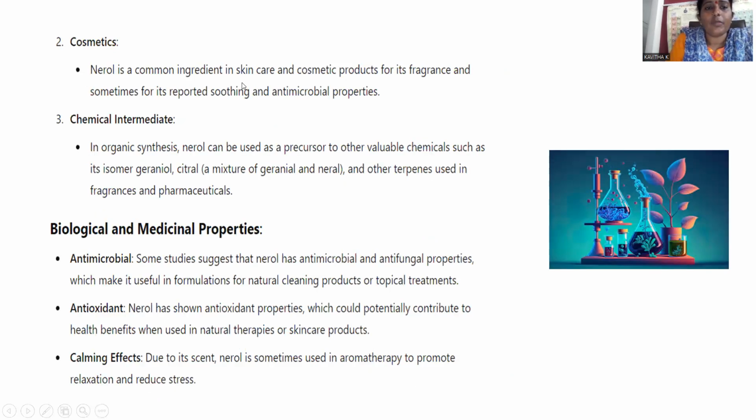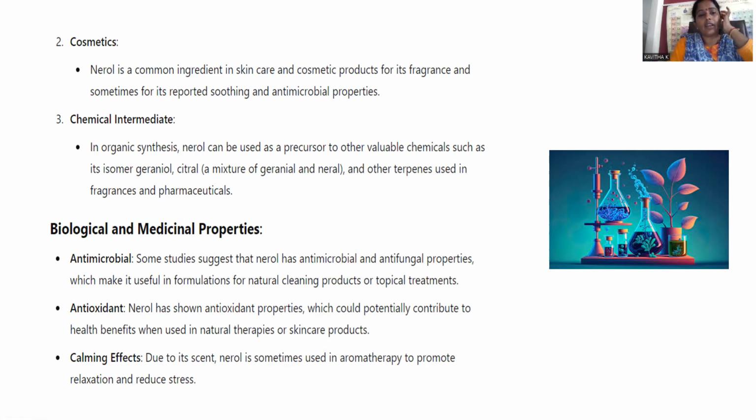Cosmetics: nerol is a common ingredient in skin care and cosmetic products for its fragrance and sometimes for its reported soothing and antimicrobial properties. Antimicrobial property is there, and the cosmetic industry can utilize it. Fragrance is there too. These are the many applications we can notice for nerol. Chemical intermediate: in organic synthesis, nerol can be used as a precursor to valuable chemicals such as its isomer geraniol. So many compounds can be synthesized starting from nerol and geraniol, citronellol and other terpenes used in fragrances and pharmaceuticals.